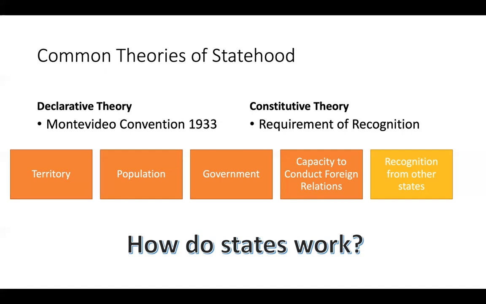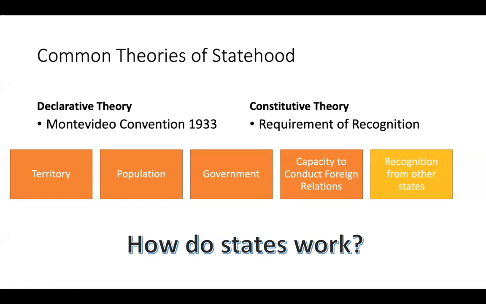On the other hand, there's a declarative theory, the one that doesn't require recognition from other countries, because they realize that if you want to become a country, you just need to make relations with those that you need to have relations with. We're talking countries like Somaliland. Well, they are established as a country. They don't really have a good capacity to conduct foreign relations. But yeah, there is no recognition from other states.